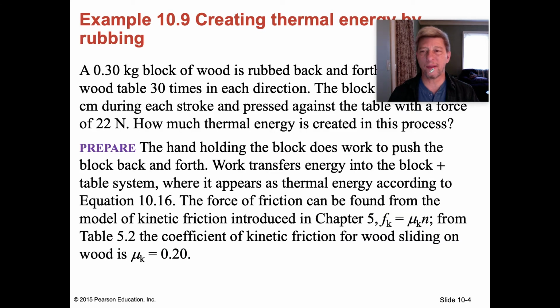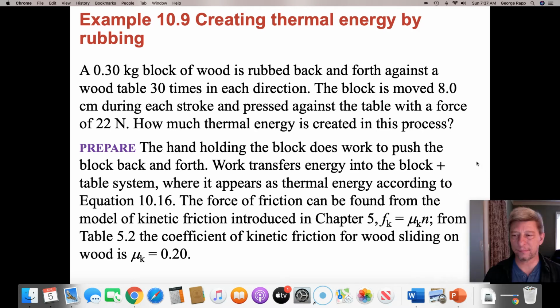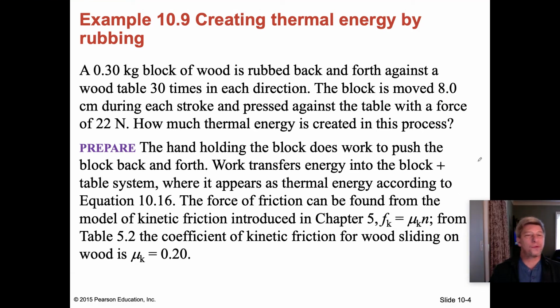So let's look at this example here. A 0.30 kilogram block of wood is rubbed back and forth against a wooden table 30 times in each direction. The block is moved 8.0 centimeters during each stroke and pressed against the table with a force of 22 newtons. So you're pushing down on that block with a force of 22 newtons. How much thermal energy is created in this process?